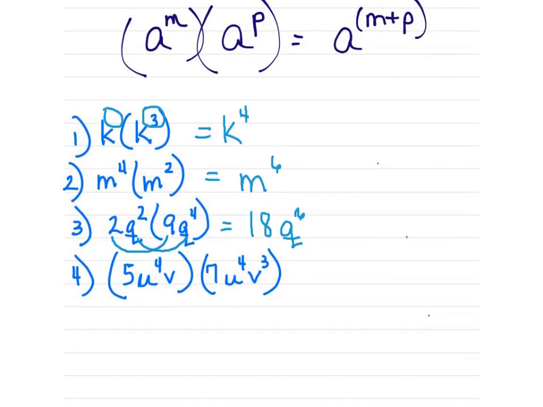Number 4, 5u to the 4th v times 7u to the 4th v cubed. Pause this video now and then check your answer. The answer is 35u to the 8th power v to the 4th power.